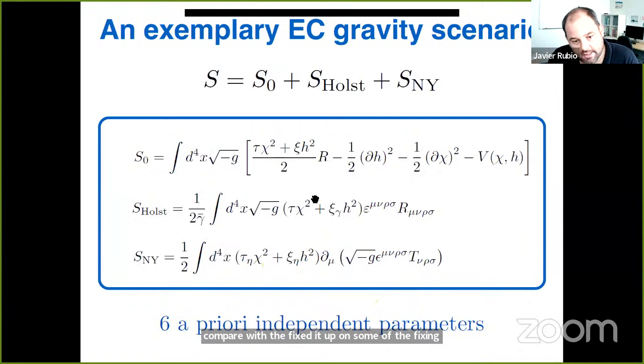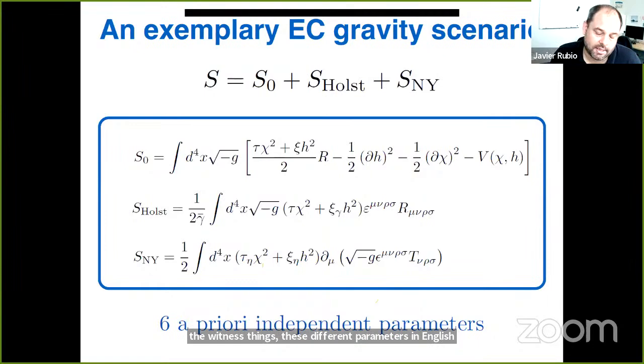Okay. On top of that, I have the Nieh-Yan term, that is a boundary term in general relativity. But now, due to the presence of the non-minimal couplings, it contributes non-trivially to the equations of motion. Okay. So in total, you have a priori six independent parameters. Okay. So now the question is, to which extent do these different parameters impact the inflationary observables of the Higgs-dilaton model?